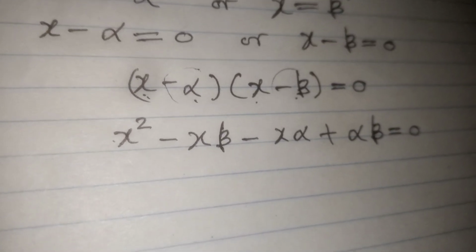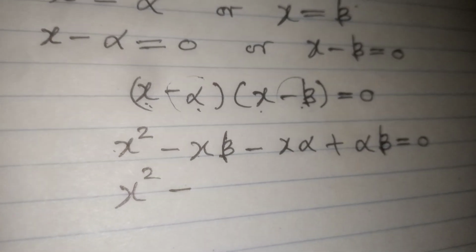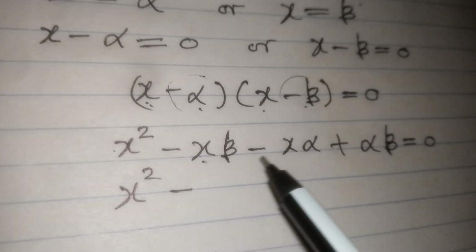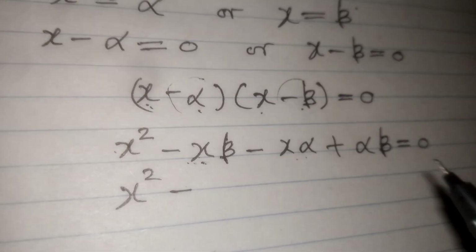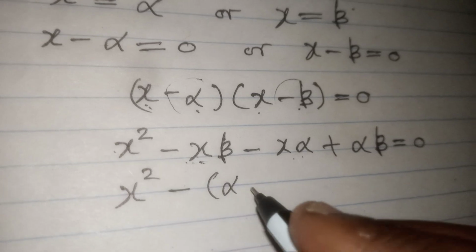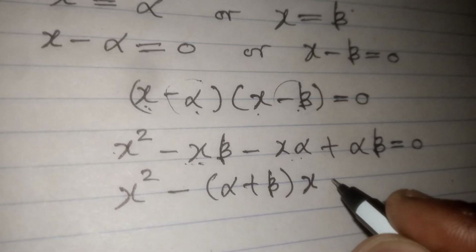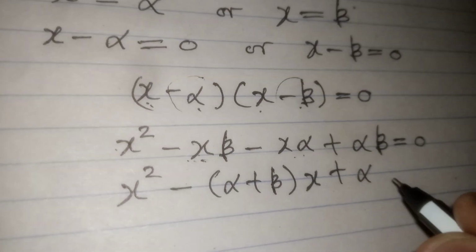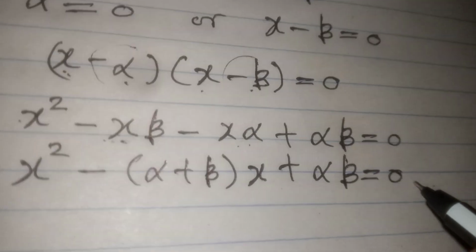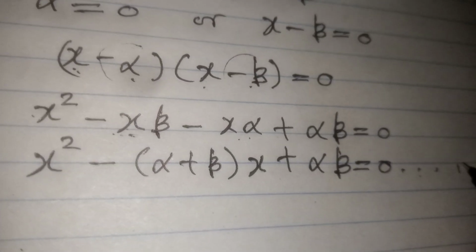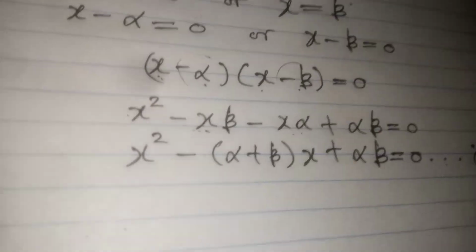Now if we simplify here, we get x square minus, the common factor here is minus x, alpha plus beta times x, plus alpha beta, which is equal to 0. Now this becomes equation number 1.